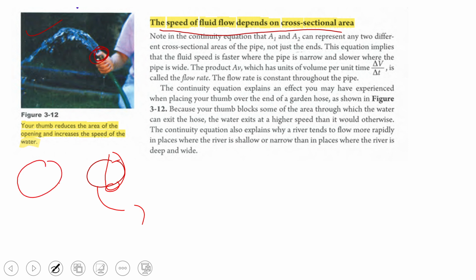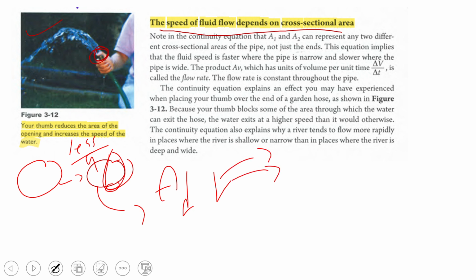This is the first area. After your thumb is there, less area is left. So the area becomes less. That means more water comes out, and the velocity becomes large. Look, the water comes out so fast, quickly. Because we put our thumb on this cross section, we get less area. At the end, we get a large velocity, a large speed. And here it's written, your thumb reduces the area of the opening and increases the speed of the water.